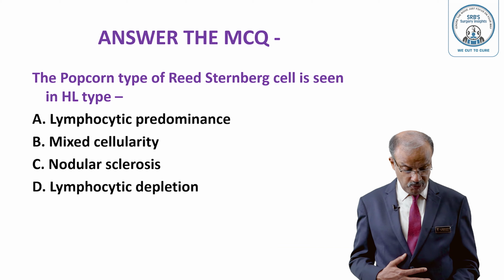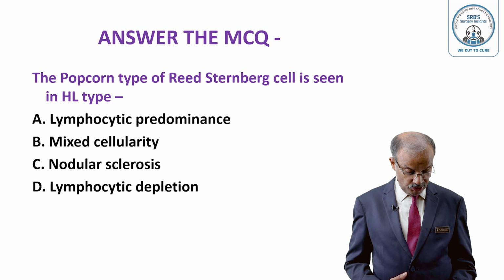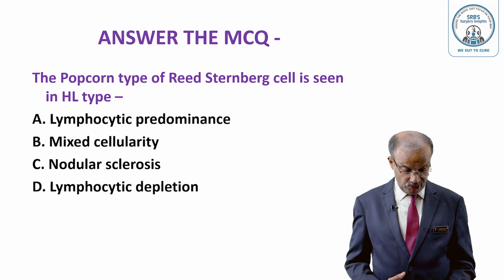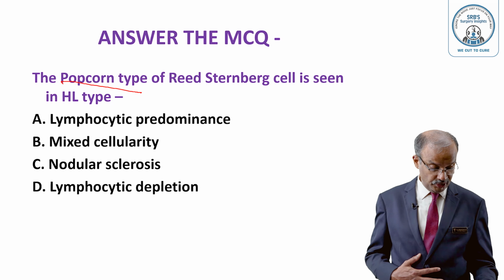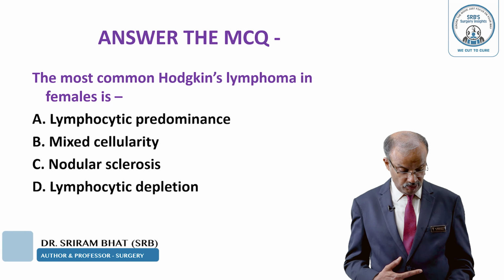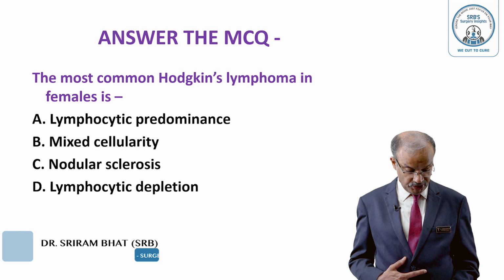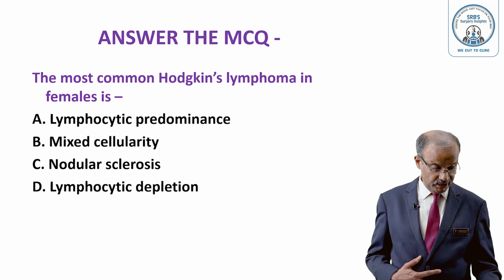So the question: the popcorn type of Reed-Sternberg cell is seen in which HL type: lymphocytic predominance, mixed cellularity, nodular sclerosis? Find out which type of Reed-Sternberg cell is seen in which type of tumor, and give the answer in the comment box. I will get back to you later. Most common Hodgkin lymphoma in females is lymphocytic predominance, mixed cellularity, nodular sclerosis, or depletion? Again, find out and put it in the comment box. I will get back to you later.